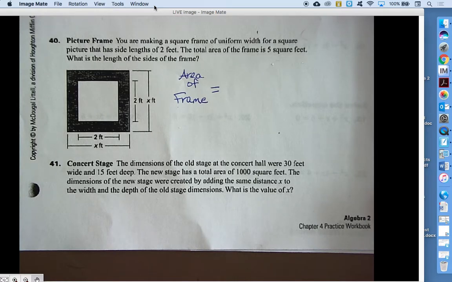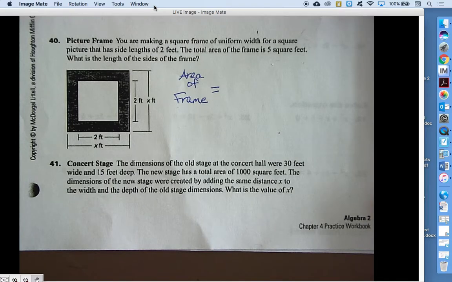Length times width. So we need length times width. But what part of it is the area of the frame? Is the whole thing the area of the frame? The black part. So how would I find just this region here? What would we have to do just to find that region of the black part?